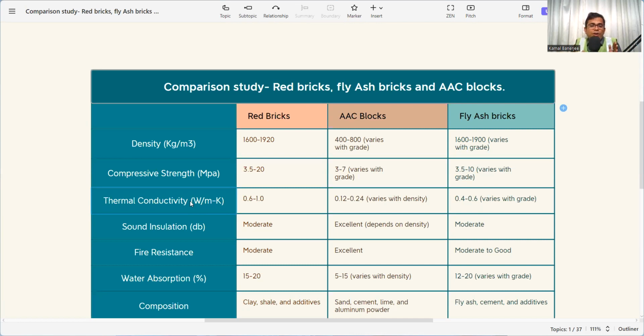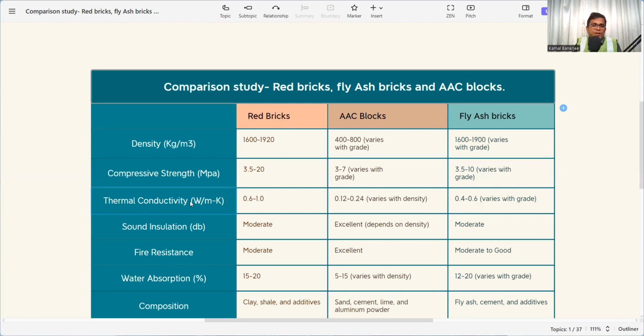But it is not always advisable to use them for structural members. And with AAC blocks, you need to use specific glues, otherwise they will not bond together. But with red bricks and fly ash bricks, you can easily use cement sand mortar, which is 1:3 or 1:4. For AAC blocks, it is always advisable to use glue, a special type of glue that you need to use with AAC blocks.